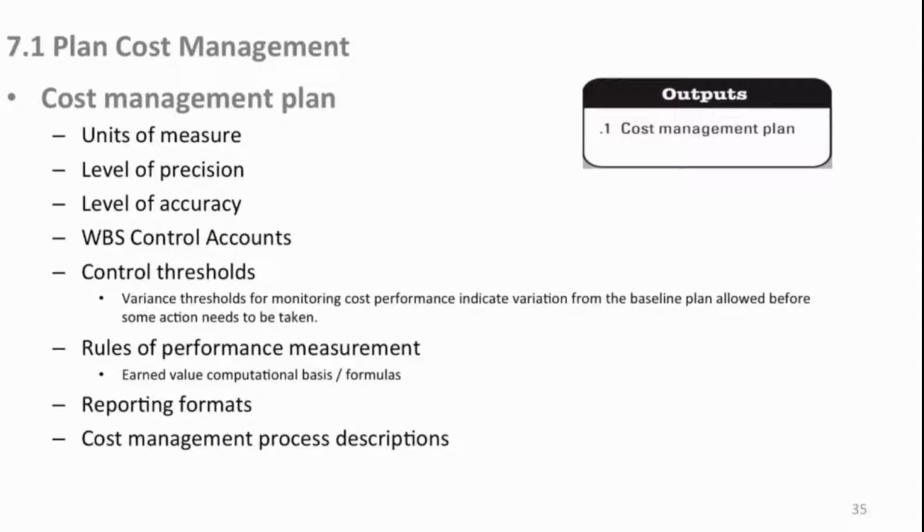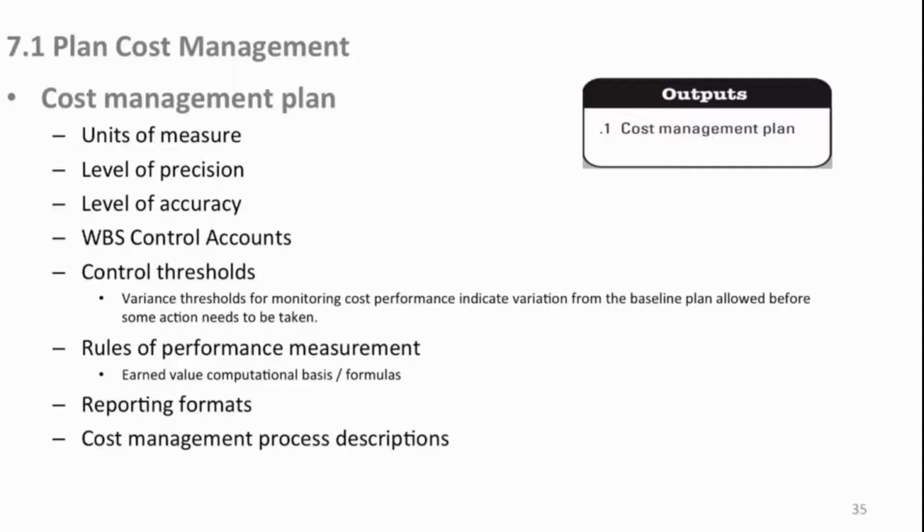Help guide you there. WBS control accounts, that'll be discussed, and how you're going to manage money in those control accounts, how they roll up. Control thresholds. Let's just read this. The variance thresholds for your monitoring of your costs indicate the variance from the plan that is allowed before you need to take some action. So it's a threshold. So when you're looking at your control accounts, when do you have to take some action because it's not what you expect in your control accounts? Your plan will guide you into when action is necessary.